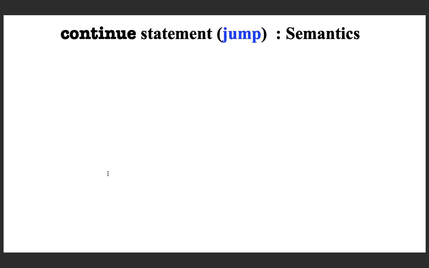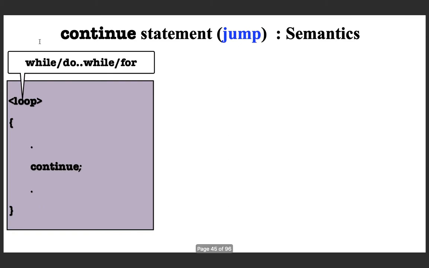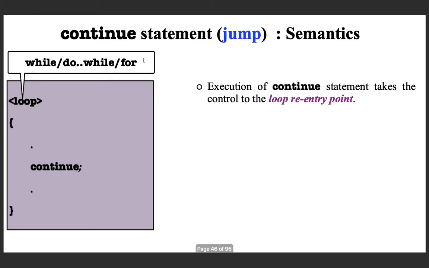With this, we can try to formalize the syntax and semantics of the continue statement. Abstractly, it looks like this. There is a continue within a loop, and the loop can be a while, a do while, or for. And execution of the continue statement takes the control to the loop re-entry point. So we need to define what is the loop re-entry point for these three. That we will do in the next slide. It jumps back to the loop re-entry point.